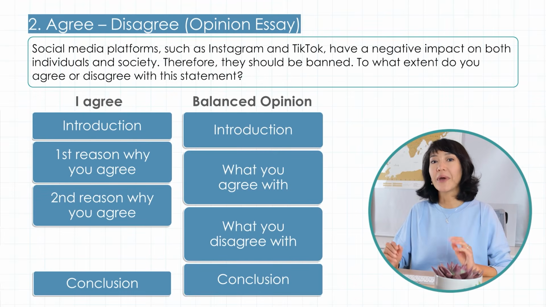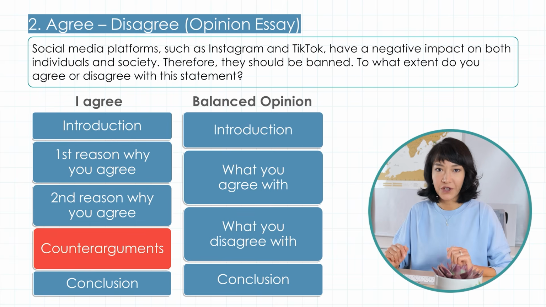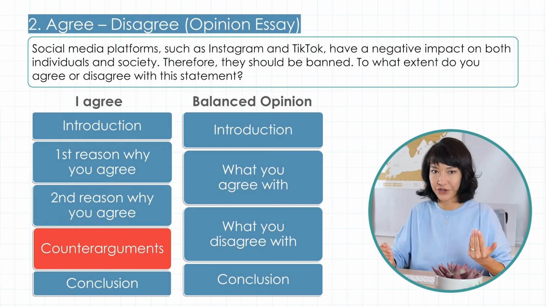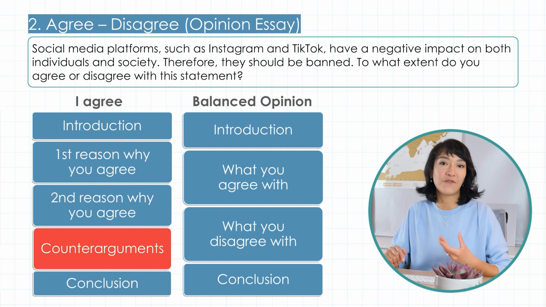You may also add counterarguments or things other people think which you disagree with and explain why you disagree with them. In this way, you make your argument stronger. This is a more advanced version, and you could get a Band 7 without using it.